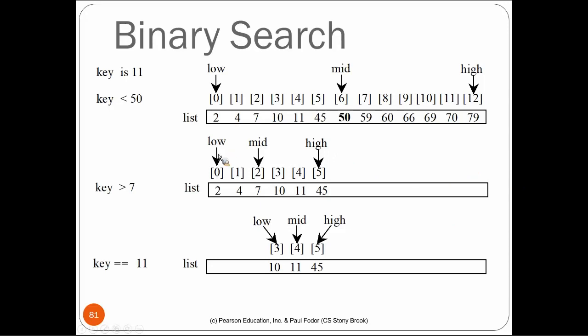At this point, middle is again the average between the index 0 and 5, which in our case is integer average 2. The quotient of the division of the sum low plus high divided by 2. And we compare 11 with 7, the element at index 2. 11 is greater than 7, so now we move low to middle plus 1, which basically looks only at this array. And since the key is equal with 11, we return 4 as the index of 11.